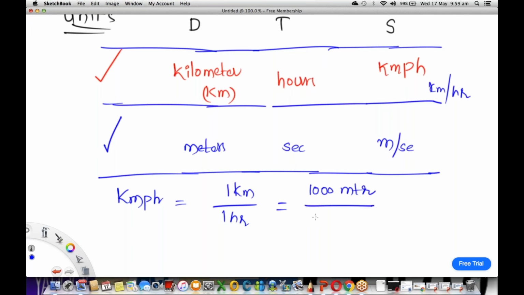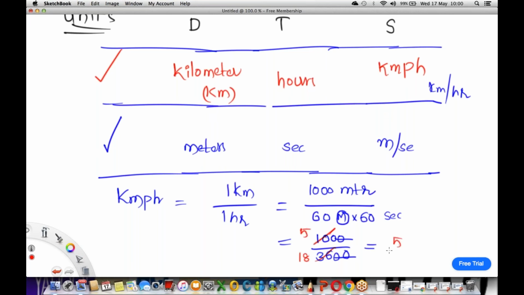And what is 1 hour? 1 hour is equal to 60 minutes. But I should not take it in terms of minutes. If I'm taking distance in terms of meters, my time should be in terms of seconds, not minutes. So again, I'm converting minutes into seconds. 1 minute is equal to 60 seconds, so 1 hour is equal to 60 into 60 seconds. Overall, I can write it as 1000 divided by 60 into 60, which is 3600. If you do further calculation, it is 10 divided by 36, and I can write it as 5 by 18.